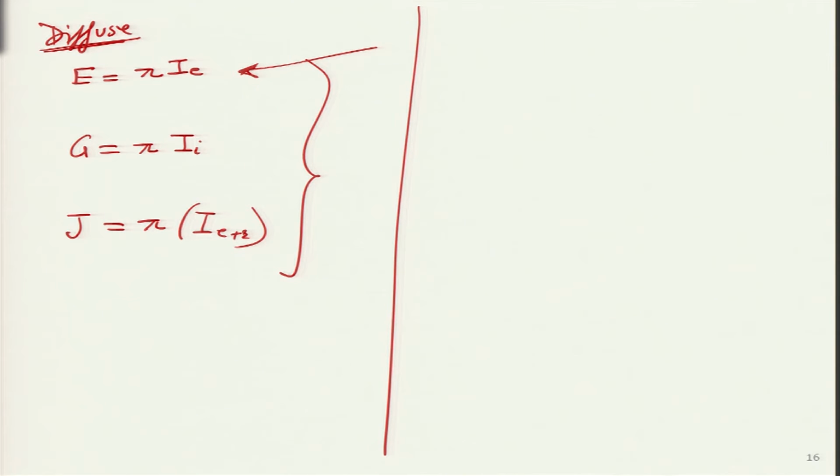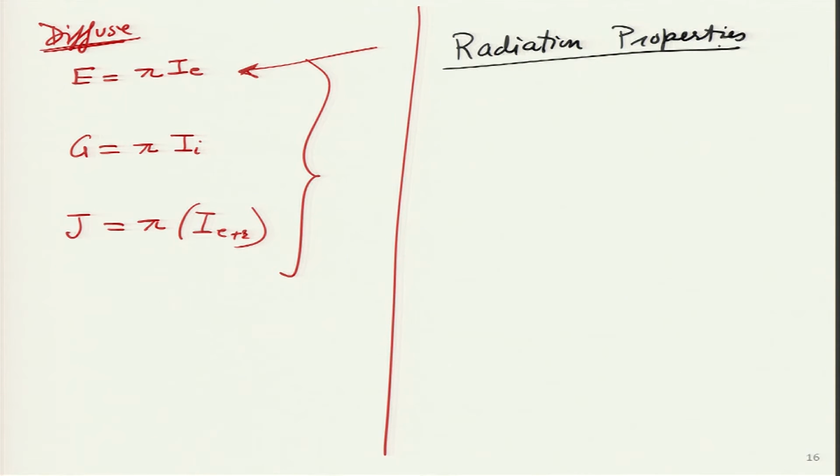If so, let us look at some very interesting parameters which are known as the properties of the substance, and these we will call the radiation properties. Here again we will make use of emissivity, absorptivity, reflectivity and transmissivity. So, let me define these parameters.